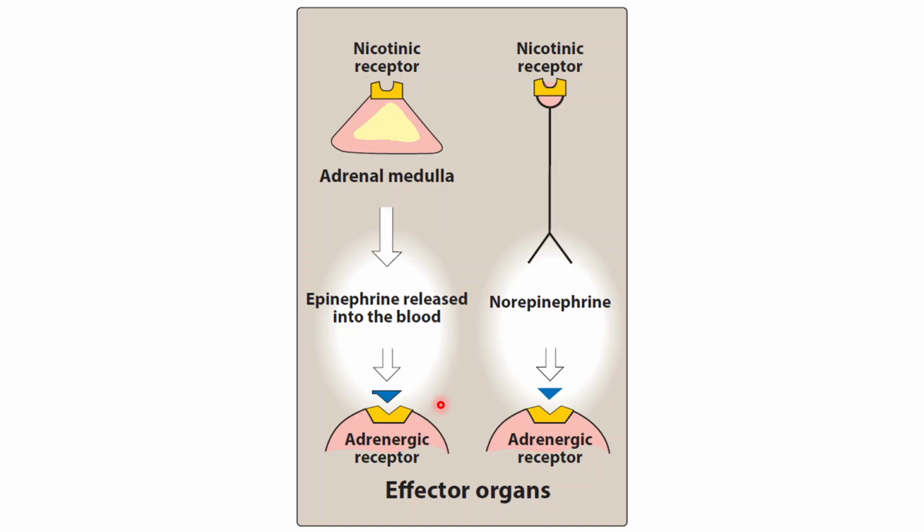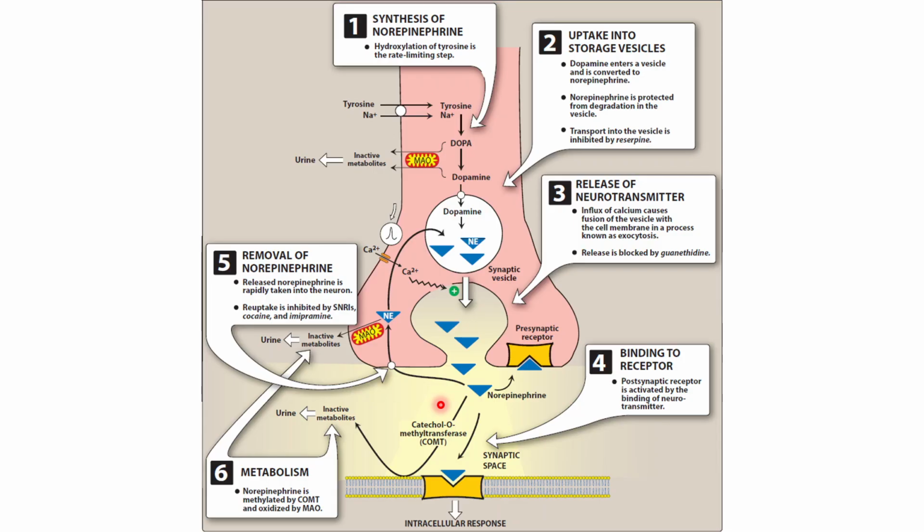So the structure of the adrenergic receptor is almost the same as for the cholinergic receptors. The only difference is that the neurotransmitter is norepinephrine, not acetylcholine. And there are also the same steps: synthesis, uptake, release, binding to receptor, removal, and metabolism.